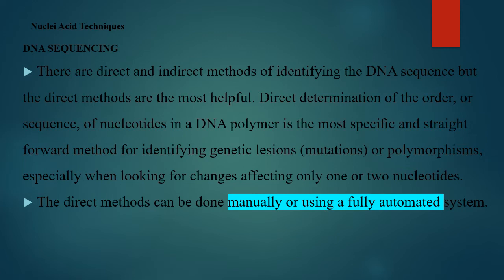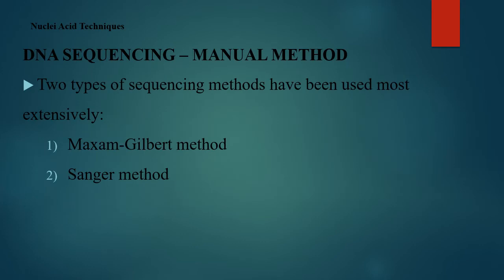I said this one, there are direct and indirect methods of identifying DNA sequence, but the direct methods are useful. Now, the direct methods can be done manually or using a fully automated system. Now, there are 2 manual techniques that are used, or 2 DNA sequencing manual methods. We have the Maxam-Gilbert method, that's made up of 2 people, and the Sanger method. You need to keep this in mind.